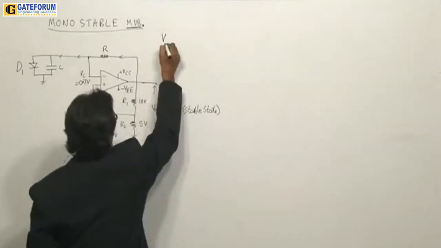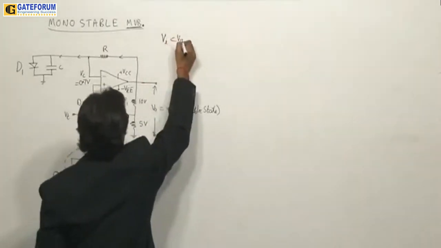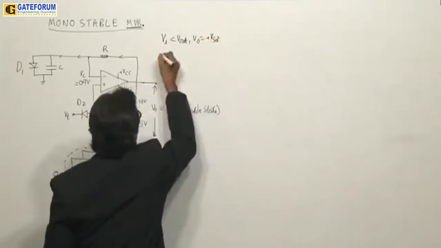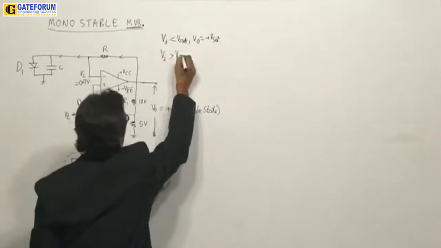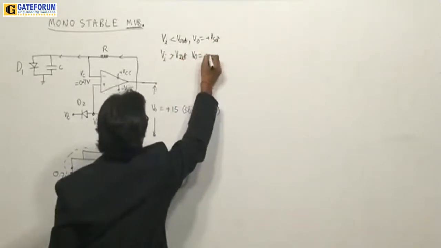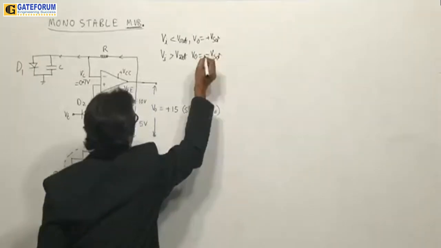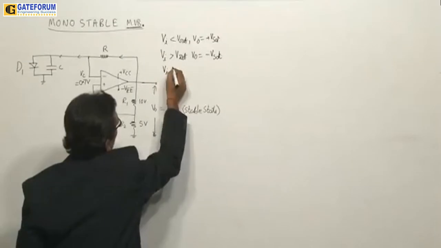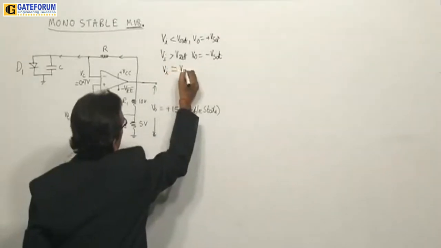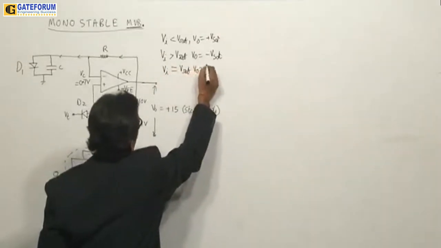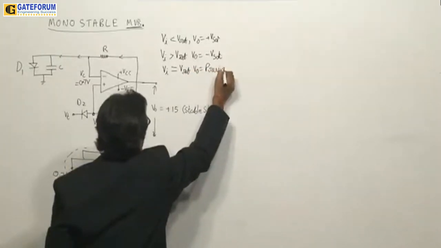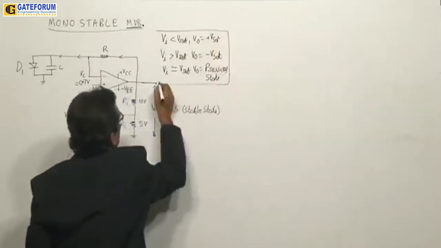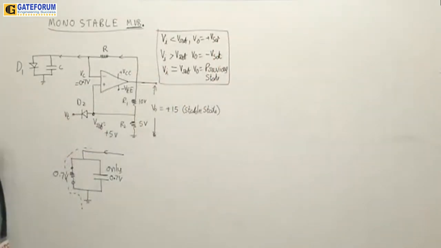It means the input is less than the reference. Comparators always follow the same table. Vi less than V reference, the output will be equal to plus V sat. Vi greater than V reference, V output is equal to minus V sat. And when Vi is equal to V reference, V output equals the previous state. Comparators always follow only this table.